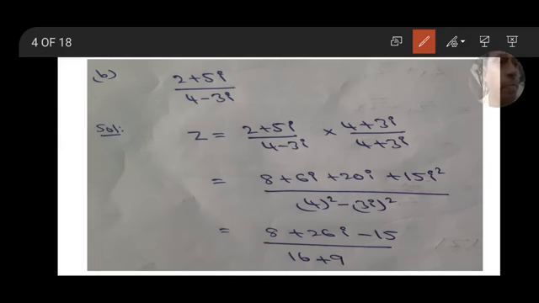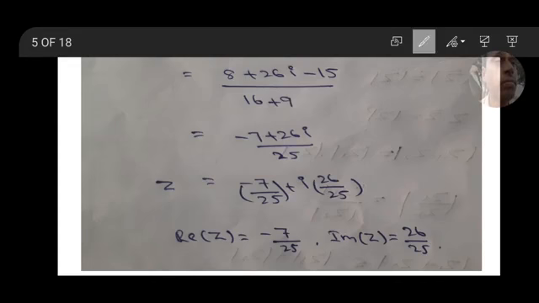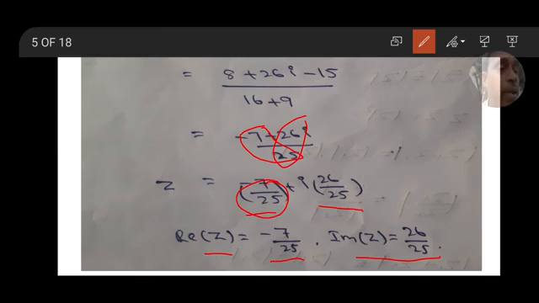So 8 as it is, 6i plus 20i is 26i, i square means minus 1, so minus 15. Here 4 square means 16, (3i) whole square means 3 square i square, that is minus 9, and minus minus is plus 9. Therefore (8 minus 15) is minus 7, plus 26i, by 16 plus 9, 25. So separate it: minus 7 by 25 plus i into 26 by 25, a plus ib form. So the real part of z equals minus 7 by 25, and the imaginary part of z equals 26 by 25.